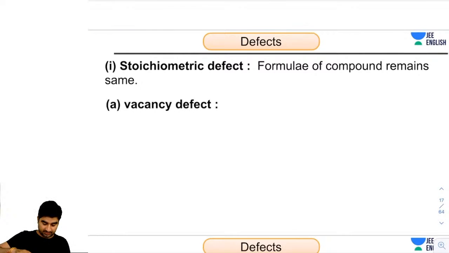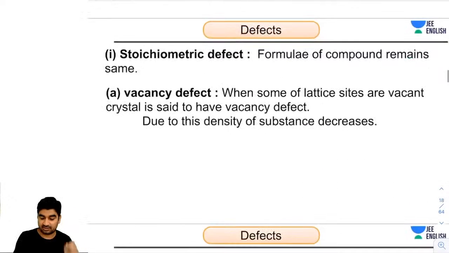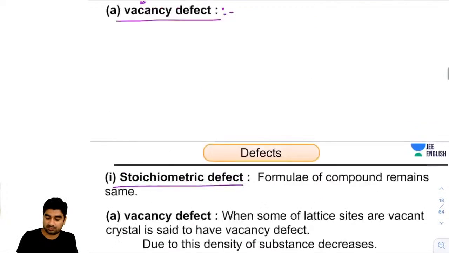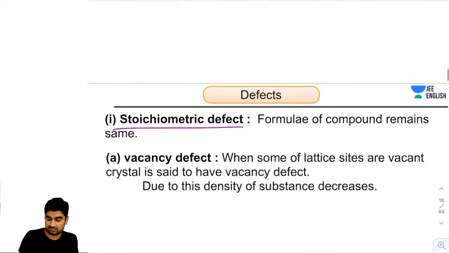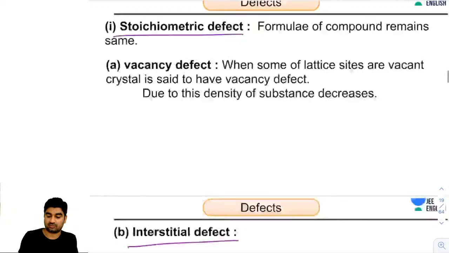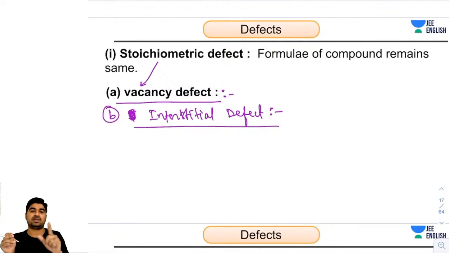So let's do the stoichiometric defect. Note it down. In stoichiometric defects, formula of the compound remains same. So formula will not change. Stoichiometric defect can be of two types: vacancy defect and interstitial defect. Note it down. So we have vacancy defect, we have interstitial defect.